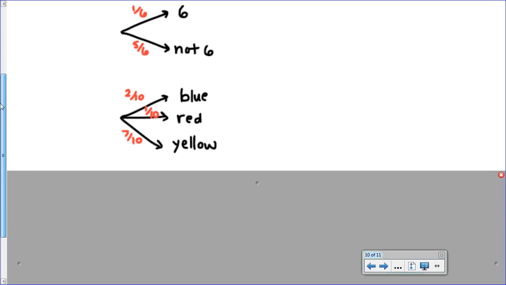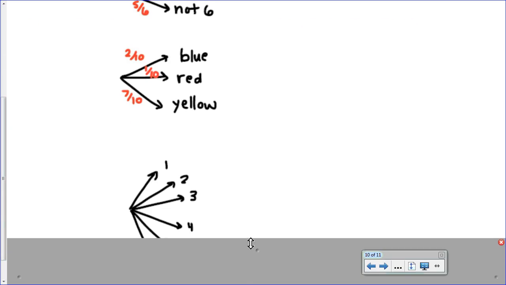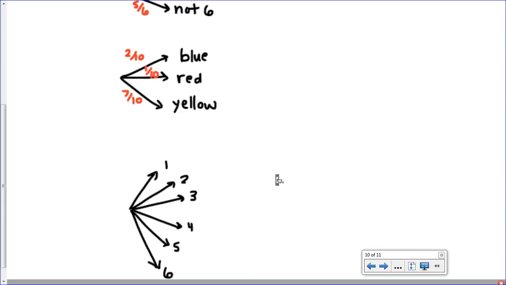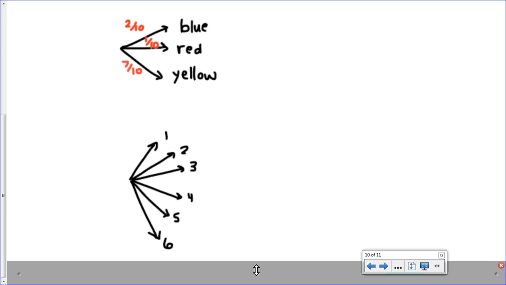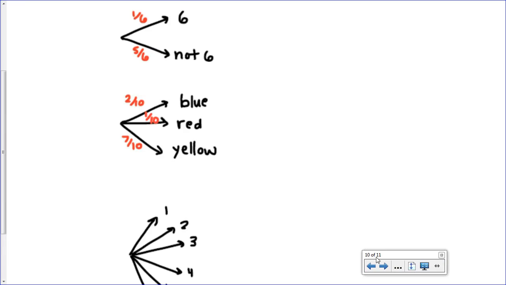Well, a tree diagram for that would have to have 6 branches, right? It would have to have the probabilities of a 1, a 2, a 3, a 4, a 5, a 6. And so it's not going to be that helpful to have a tree diagram when there are that many possible outcomes. So you just have to think carefully about whether a tree diagram is really the most helpful way to represent the scenario that's happening in the question.